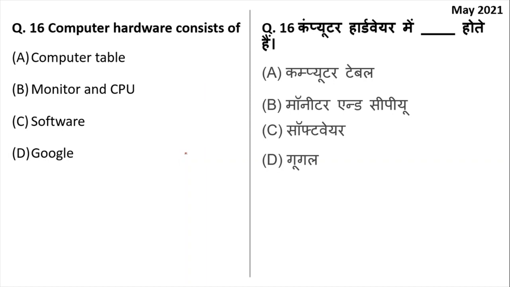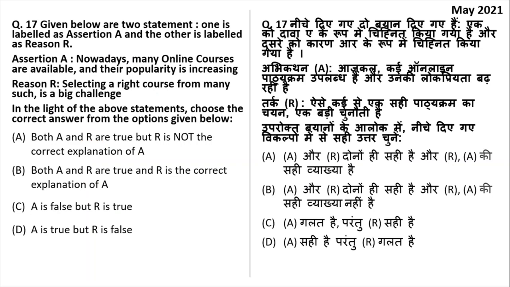Computer hardware consists of computer table, monitor and CPU, software and Google. Computer hardware are those computer devices that can be touched, okay? You can touch a mouse or a monitor or a CPU, but you cannot touch software because software are programs that you cannot touch. Google is a website that is also not computer hardware, and the computer table is not a computer hardware. You cannot say a computer table or a computer cover is hardware. That will not come in hardware, okay? Computer hardware are those devices which can be touched, for example keyboard, mouse.